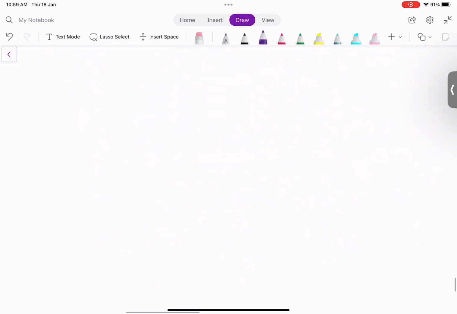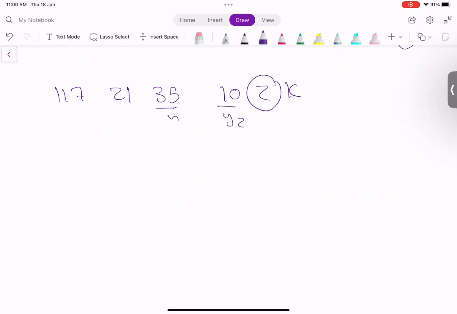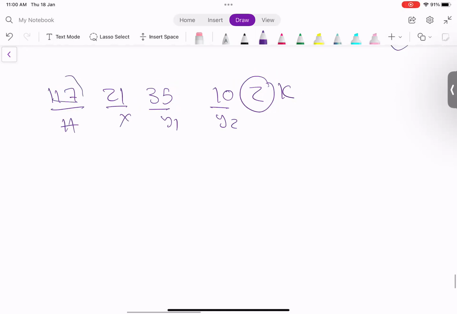Let's look at the last test case, which is a bit confusing. 117, 21, 35, 10 and 2. Here 2 is the K value, 10 is Y2, 35 is Y1, and 117 is H. Now we need to deal 117 damage using the two weapons.